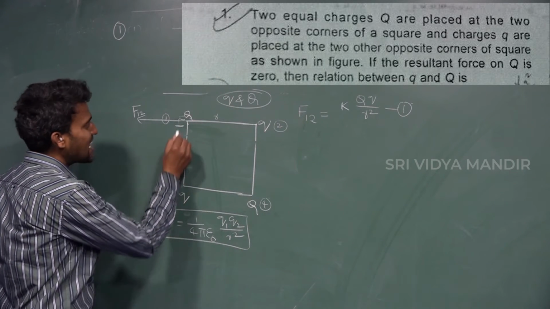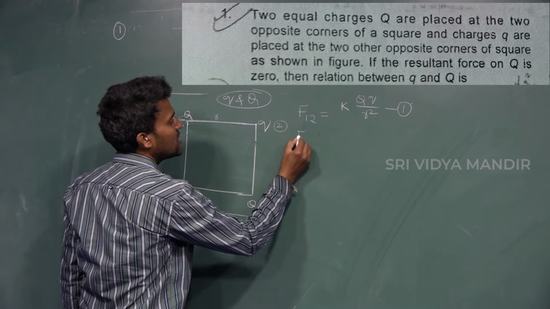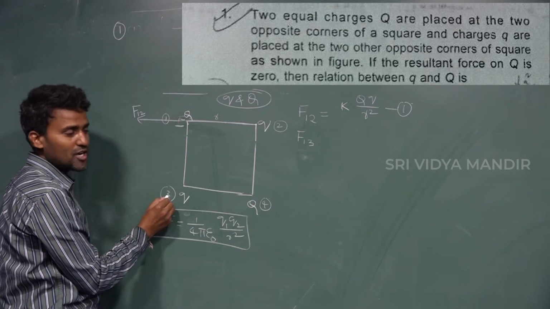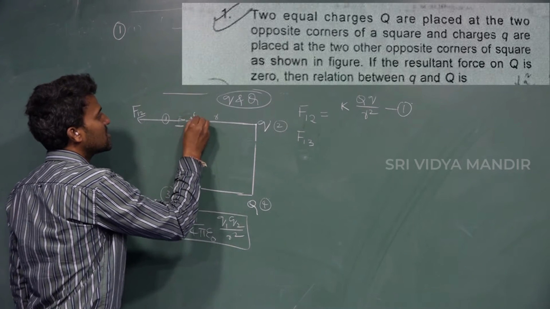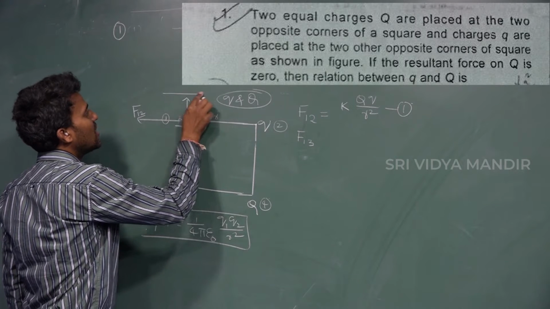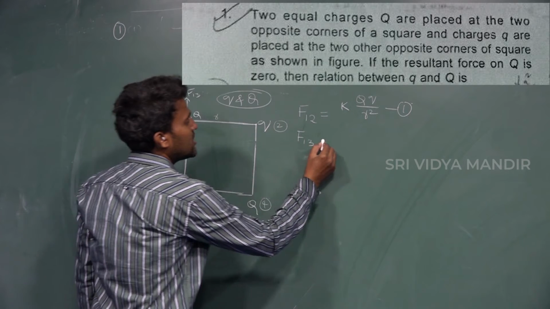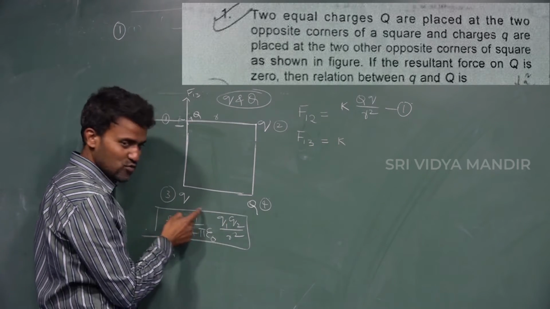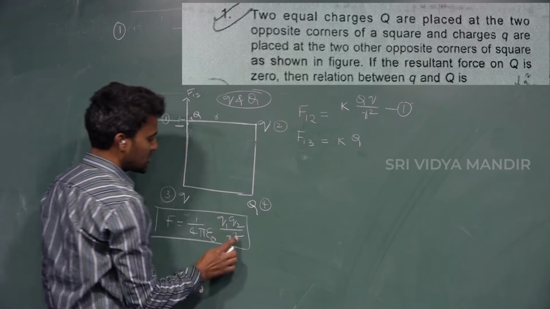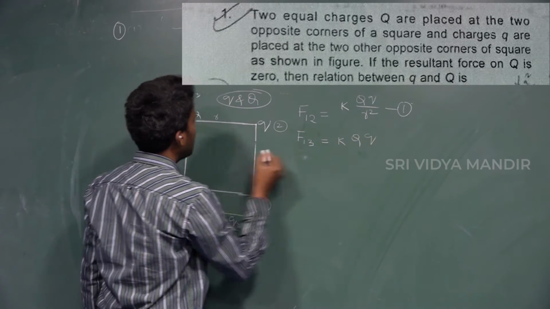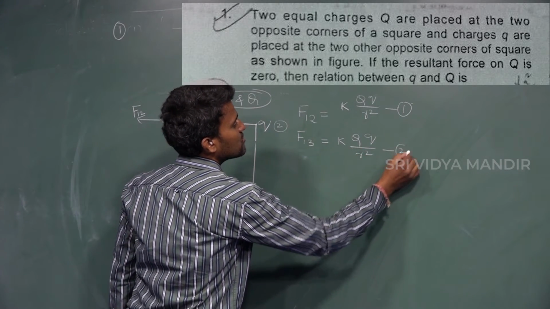Second, the force acting on the capital Q due to the small q, that is the force acting on the first one due to the third one. That is also a repulsive force along this direction. That is F13, equal to K, where K is 1 by 4 pi epsilon naught, Q1 is the capital Q, Q2 is the small q, divided by the distance squared. Sides are the same, so the distance is r square. That is equation number 2.